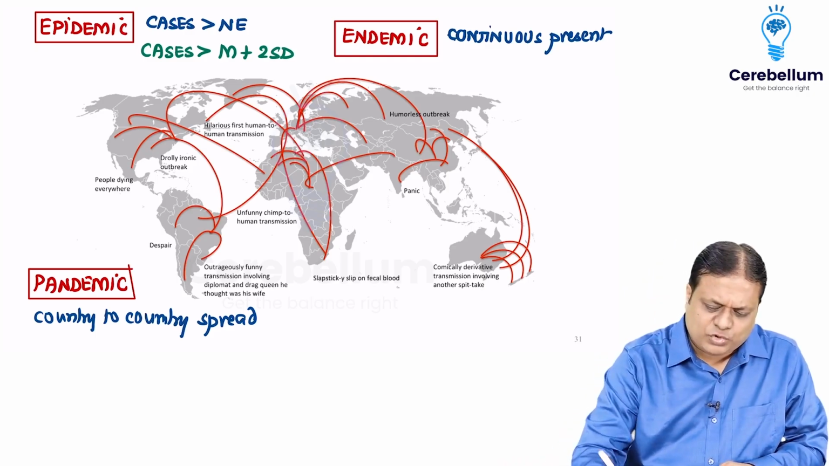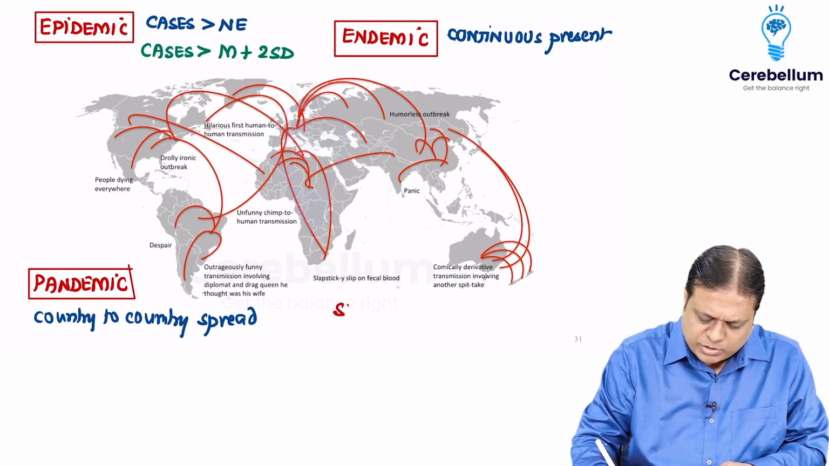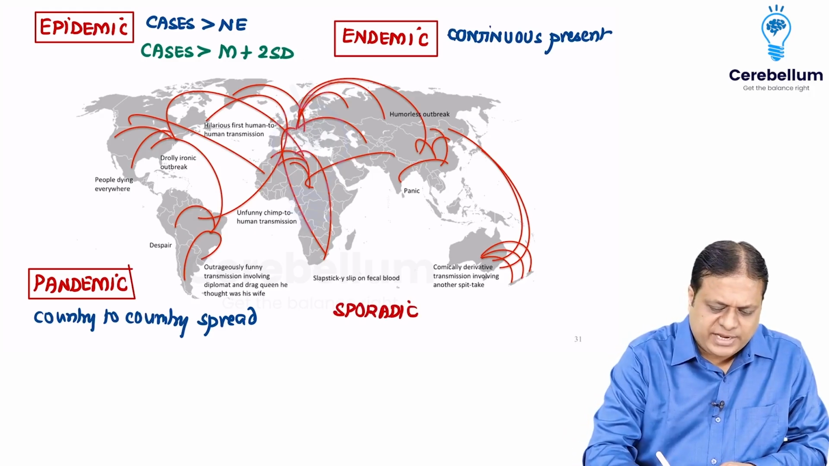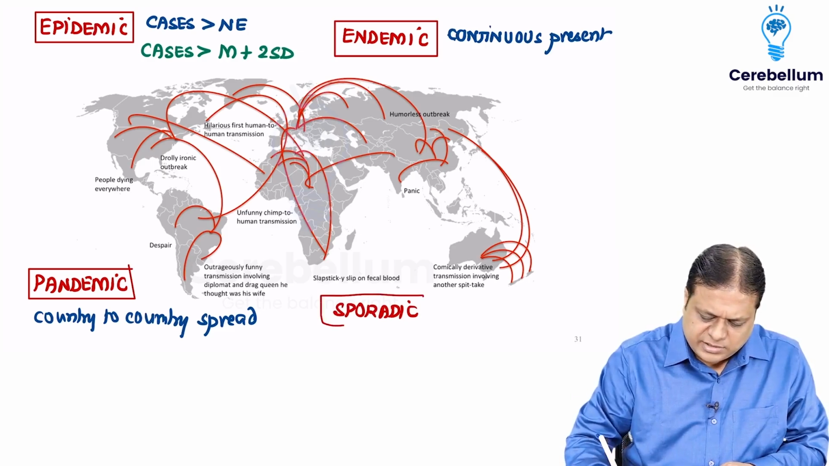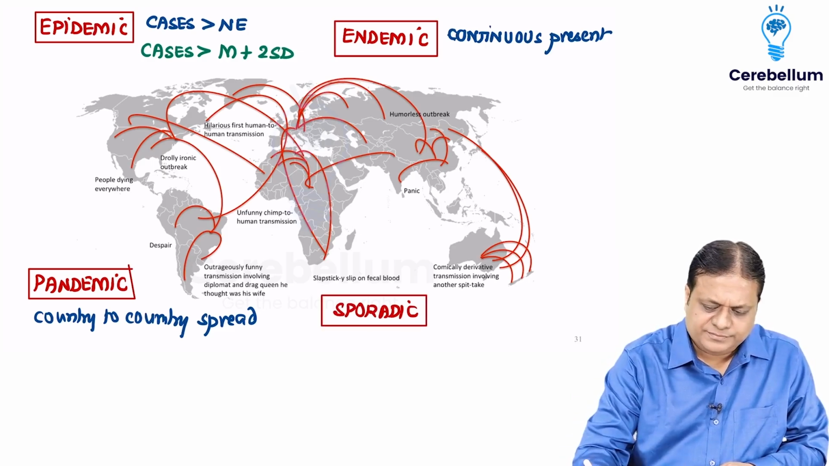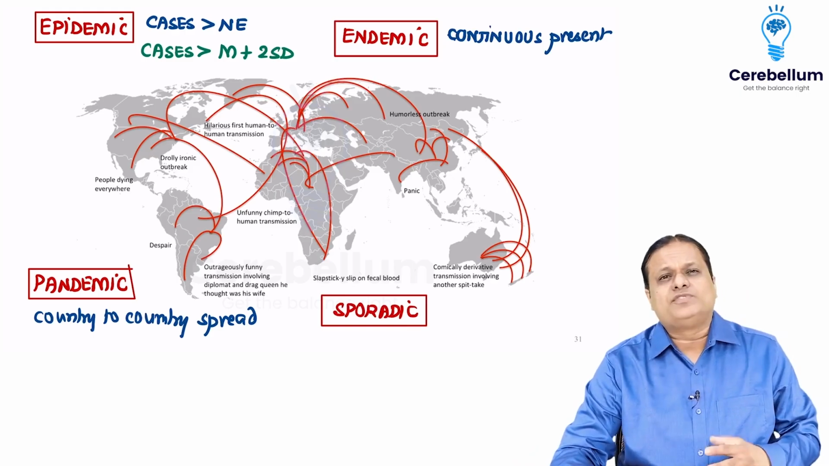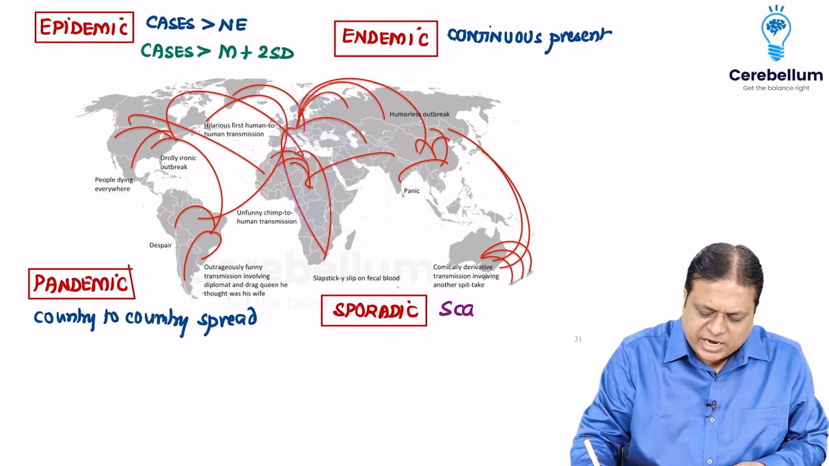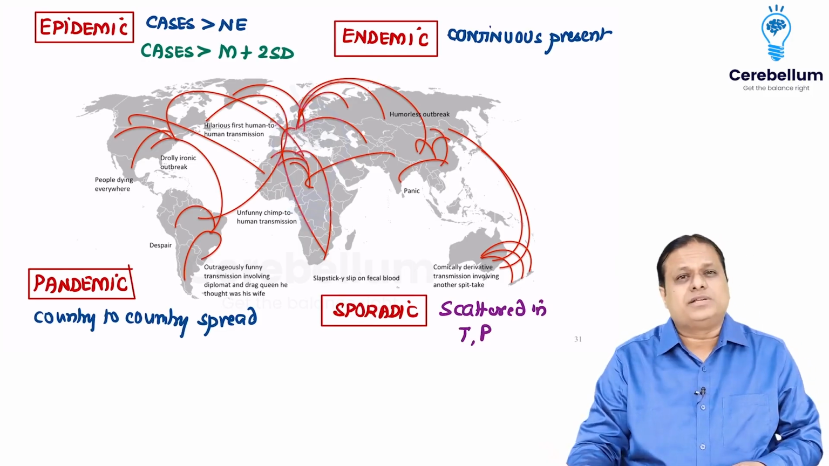And finally their fourth counterpart is sporadic. What is a sporadic disease? Sporadic disease is any type of poisoning, any type of snake bite, one case here, one case there. Cases are scattered in time and place, logically person also.